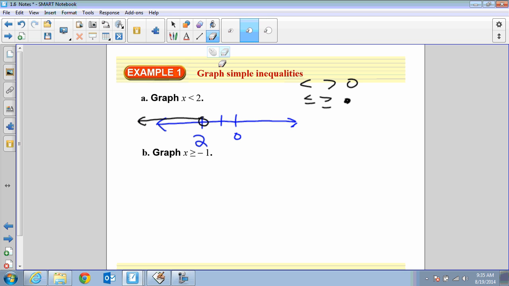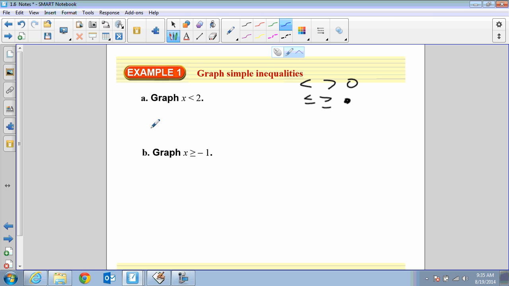That is wrong. Let me go back and do that real quick. Okay, so it should be an open circle on 2 and go into all the numbers less than 2, like 1 and 0 and -1. Okay, so all the numbers less than 2 is where the arrow should be going.